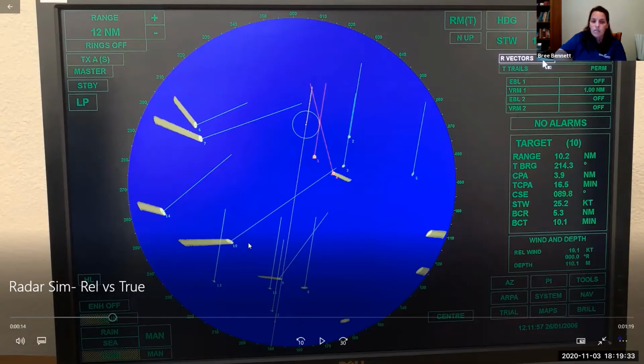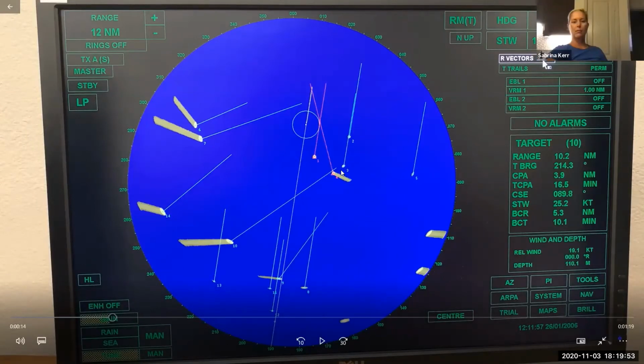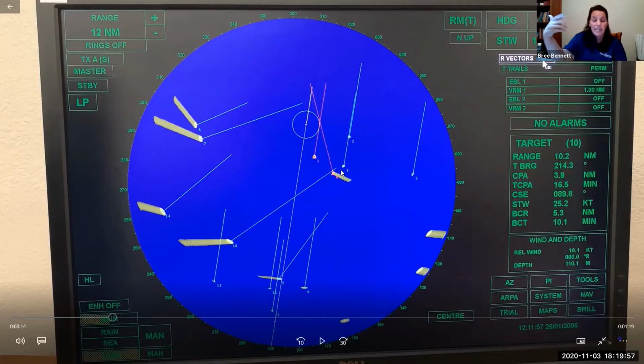So we can see what its true vector is. And that's why I also like to keep the trails on, because the trails give a great indication of what their true vector is. And then relative motion really is an eye popper of, hey, this one's of concern. Its relative motion line is close to me. And this one's not much of concern because its relative motion line is going to be 5 miles away from me. I'm not too concerned with that.